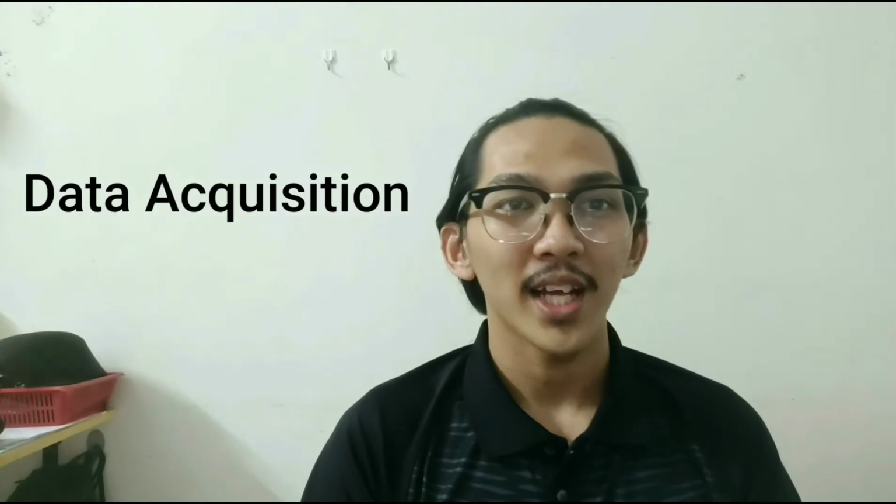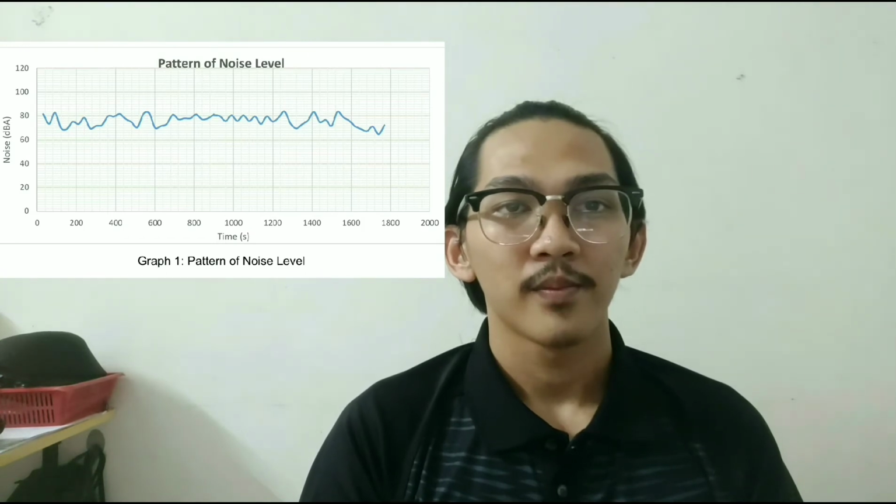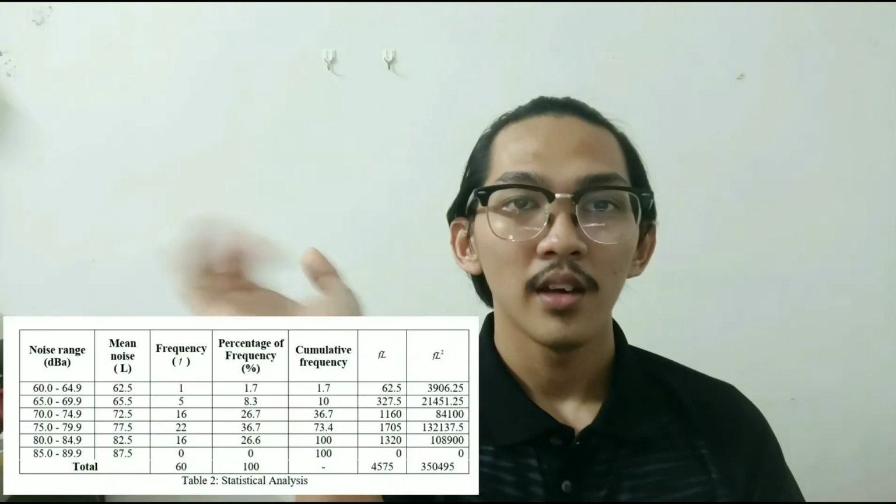Now, let us move to data acquisition. As we can see, the data show the study was conducted for 60 minutes, with each data point at an interval of 30 seconds. The data was changed into a graph as shown. The graph showed the pattern of the noise level. Then, we tabulate the data into a statistical analysis. As we can see, the table consists of noise range, mean noise or L, frequency or F, percentage of frequency, cumulative frequency, FL or frequency times mean noise, and frequency times the power of mean noise.